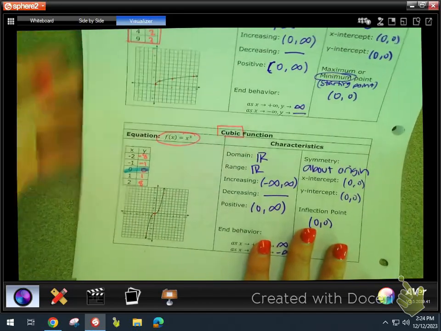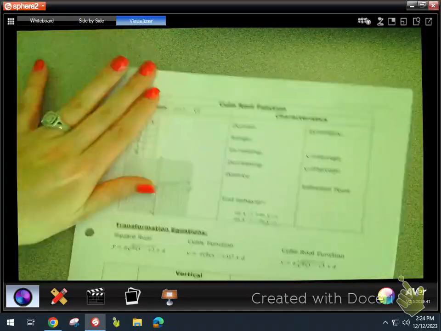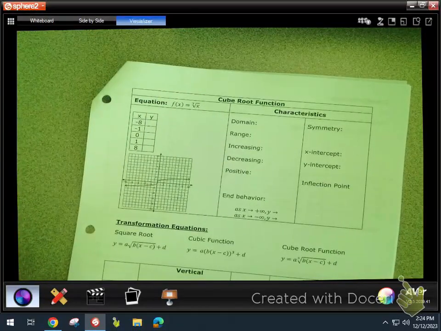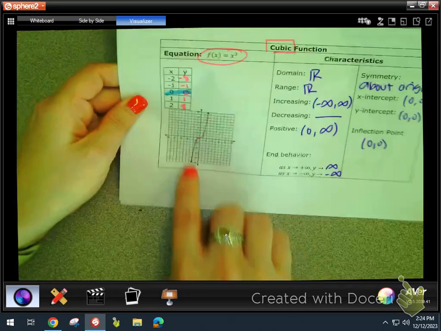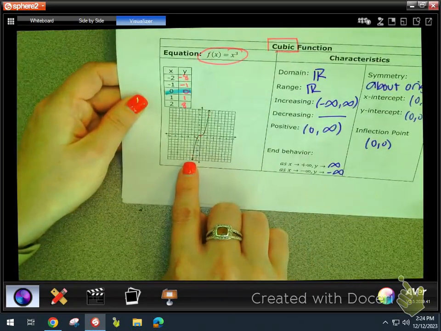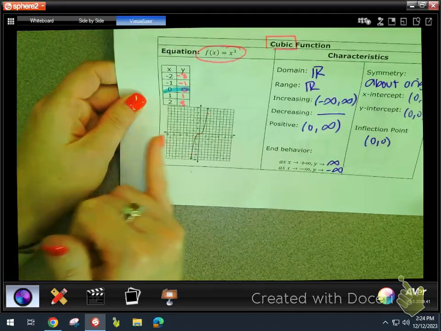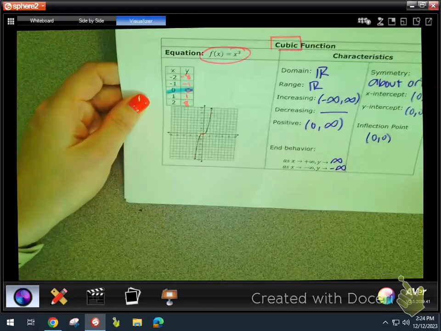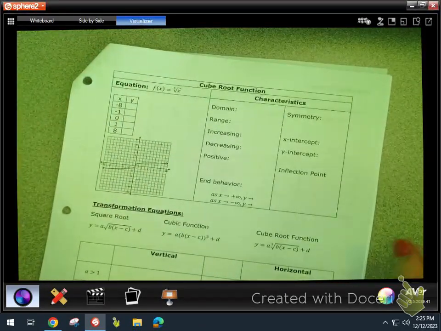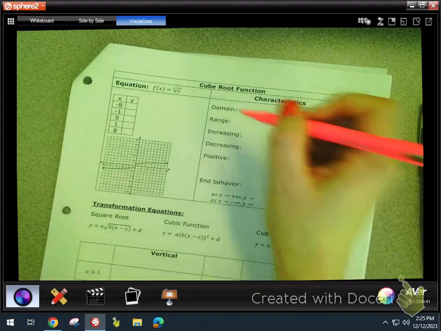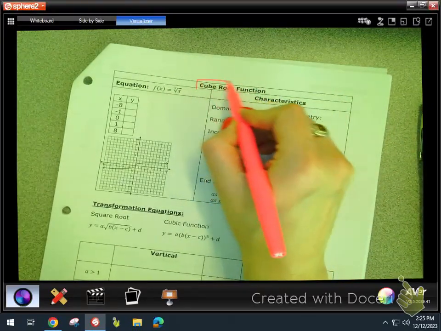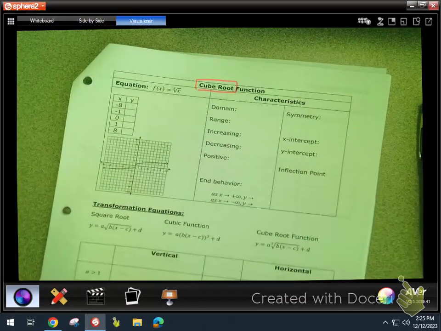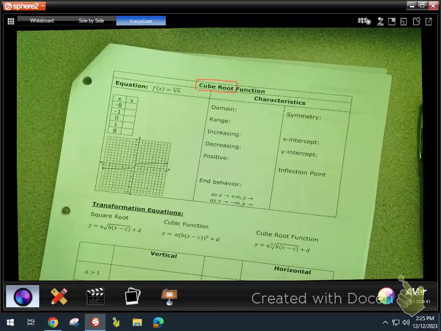All right, one more parent function. How is it always increasing? Because the y values are always going up. You go left to right. So as you're going this way, your y values are always going up. Because think about it. You start with the smaller, going to the right. Correct. And that's how you read increasing, decreasing. You always read a graph left to right, least to greatest. Okay.